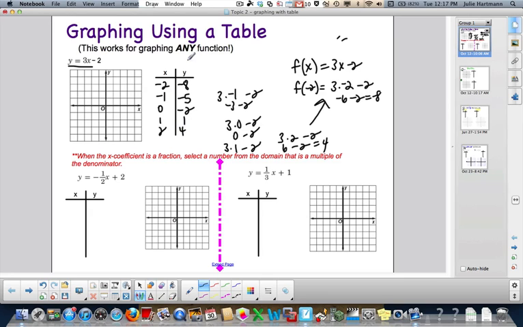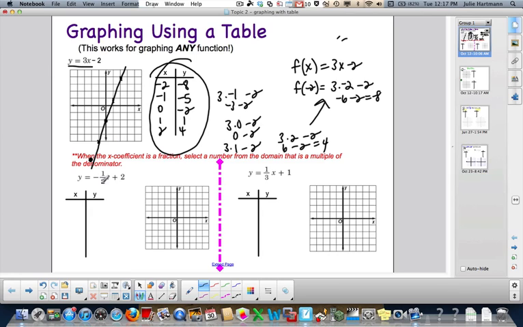And then this gives you different points. -2, -8. So -2, that's 5, 6, 7. -8 would be like down here. -1, -5. So -1, -5. 0, -2. 1, 1. And 2, 4. So then connect the points and you have your line.